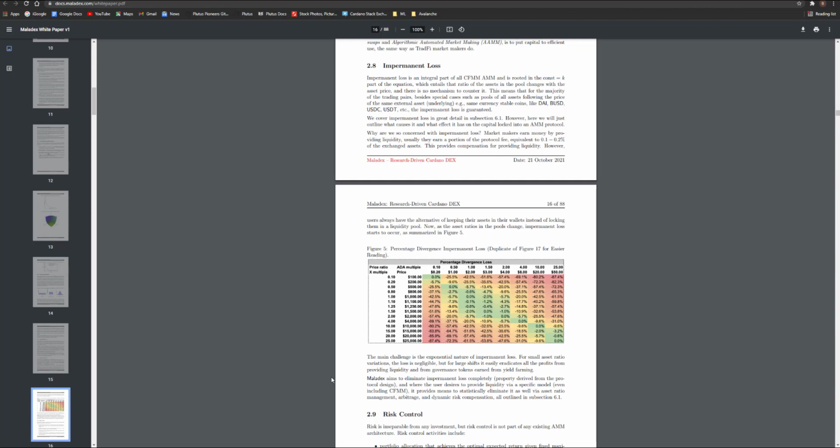And as this table is trying to show, the main challenge is the exponential nature of impermanent loss. For small asset ratio variations, the loss is negligible, but for large shifts, it easily eradicates all the profits from providing liquidity and from governance tokens earned from yield farming.